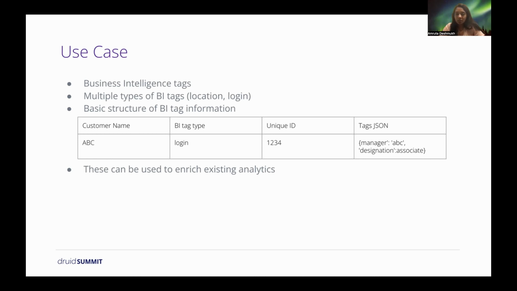The basic structure of the information that we store includes the customer's name, then the BI tag type, which could either be location or, let's say, login, and then the unique identifier for that particular BI tag type, and then finally BI tags, which are stored in JSON format, where you can have multiple tags and values associated with it. Now, in this example, as you can see, we have a login ID for which we use BI tags to add additional information such as manager, as well as the designation of the employee.